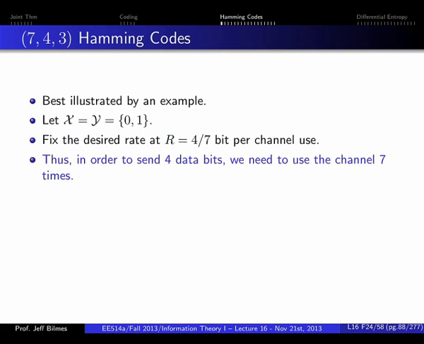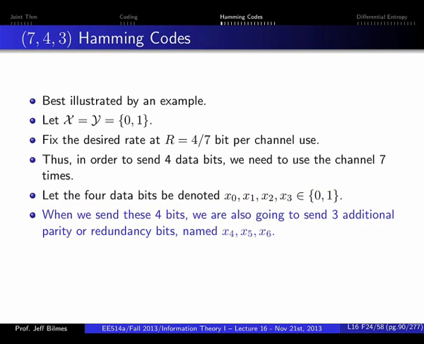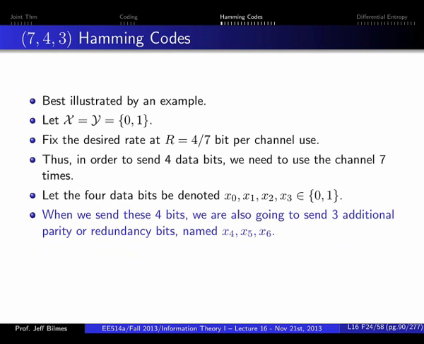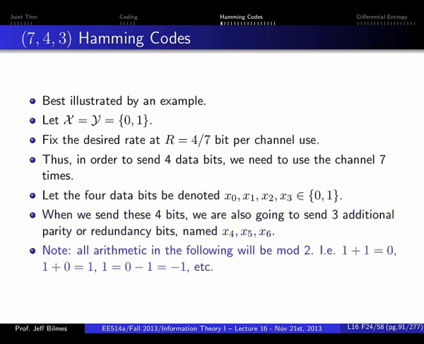So to send 4 bits, we use the channel 7 times. Here are our 4 bits. Let's just call them x0, x1, x2, and x3. It's a binary string of length 4. When we want to send those 4 bits, we need to use the channel 7 times, so we're going to send 3 additional parity or redundancy bits. It's not going to be just the parity over 4 bits. It's going to be a parity that we'll talk about how to construct in a second. But first of all, is everybody familiar with mod 2 arithmetic? Raise your hand if you are.